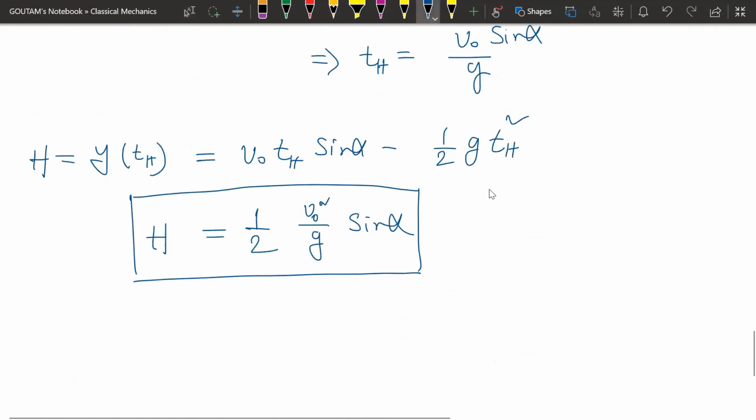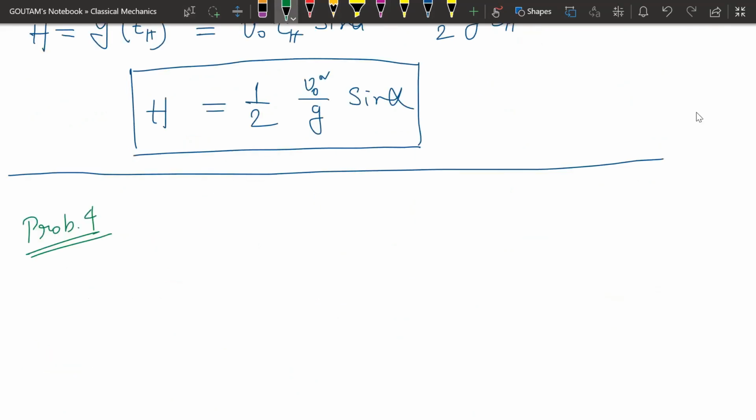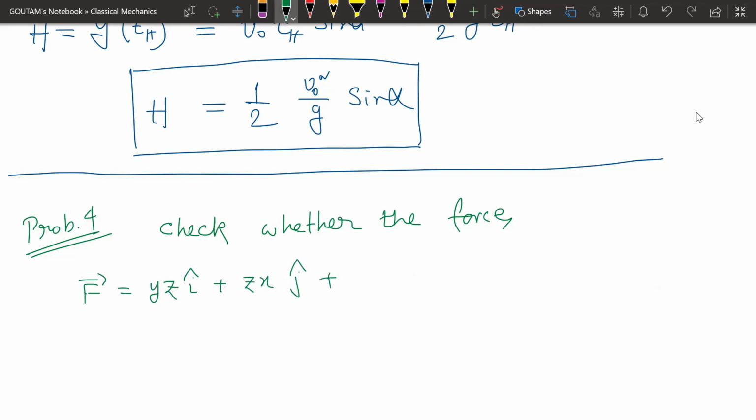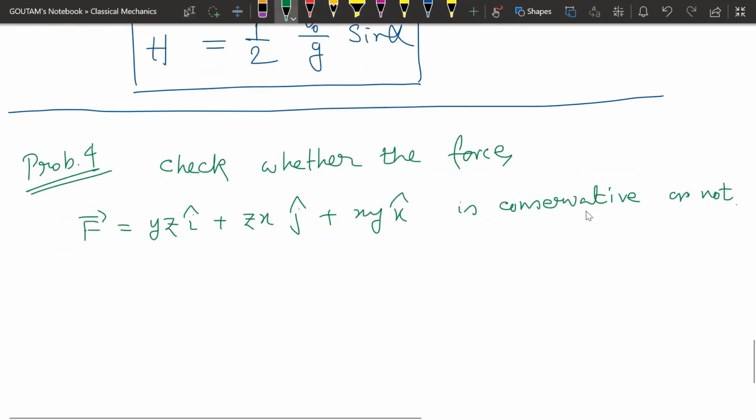Now let's move on to our next problem, which is problem 4. The problem statement is, check whether the force F equals yz i hat plus zx j hat plus xy k hat is conservative or not. Okay. This is the problem statement. Solution.